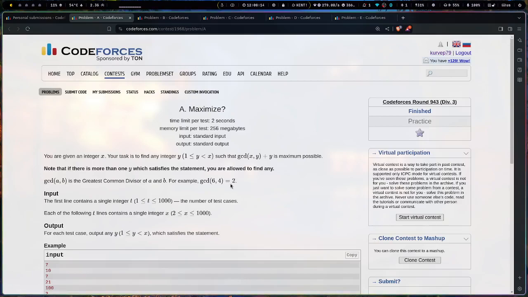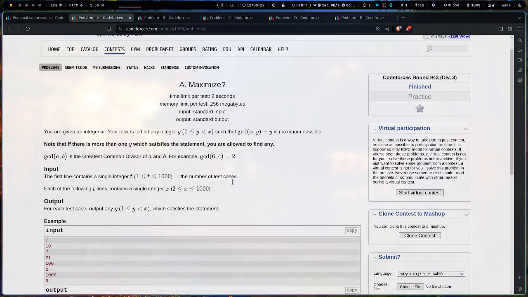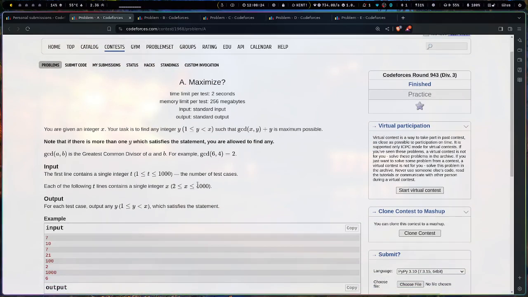Everyone knows what the GCD is. GCD is greatest common divisor, like GCD of 6 comma 4 is 2. That means 2 is the highest divisor that divides both 6 and 4. Now we are given a constraint for x. x can be in between 2 to 1000. So we can simply brute force it. We will just do what this is saying.